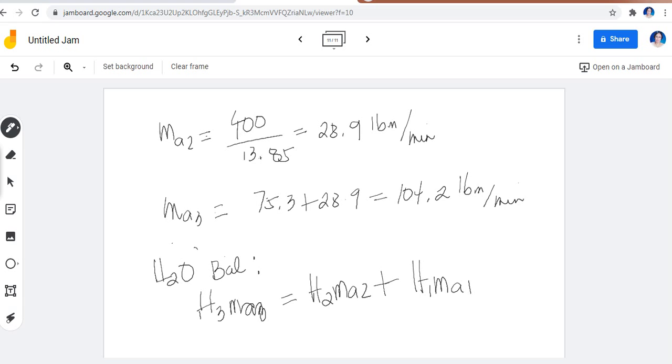That's it. Water balance. So these are amounts of dry air, Ma3, Ma2, Ma1. If you multiply them with the humidities, then you will be getting the amount of water present in each of these terms here. So I'll just continue on the next slide.